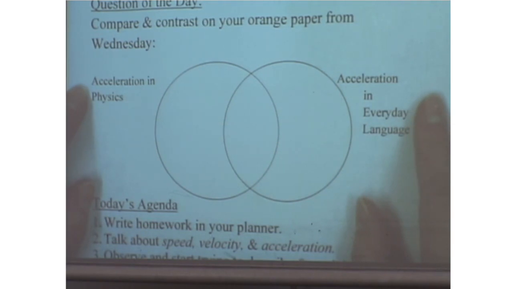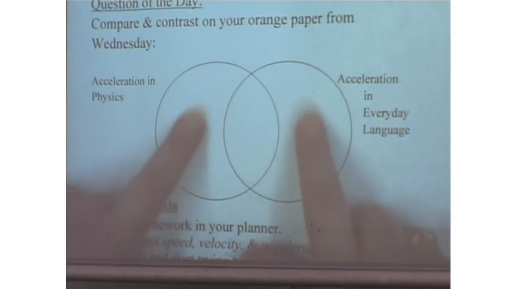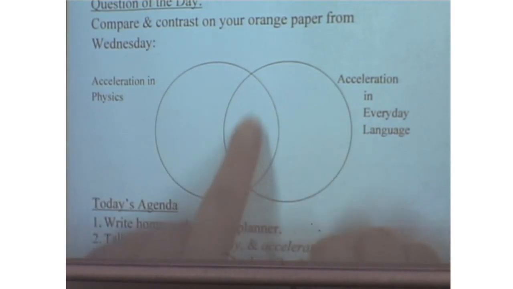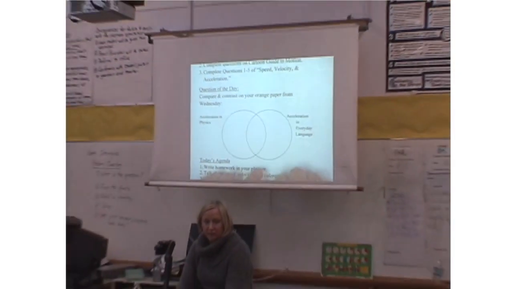Okay, so I would like you to compare what you are thinking about so far for acceleration in physics versus acceleration like the way that people might talk about it with cars or something like that. So in a Venn diagram, you place things that are different in the outside parts, things that are the same in the inside part. Take maybe 1 minute to do this by yourself, and then I'm going to have you turn to your neighbor and talk about your Venn diagram.